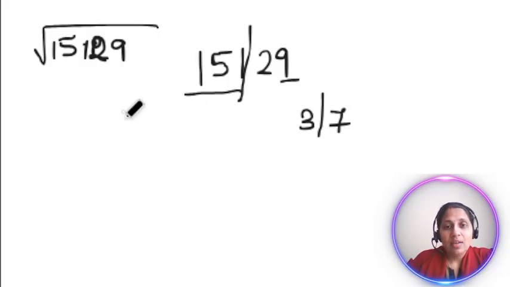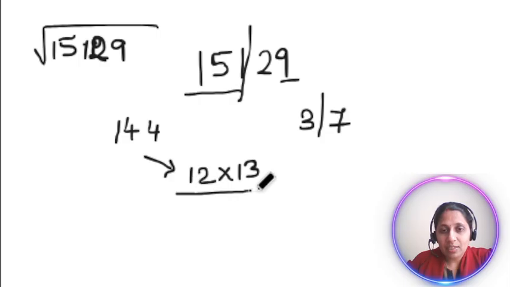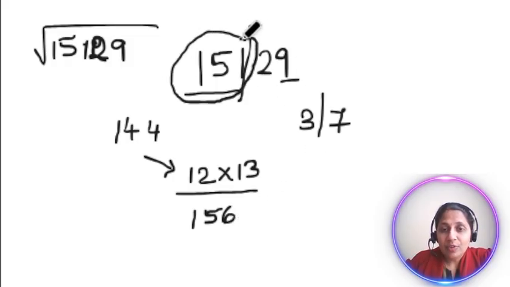151 is 144, which is the square of number 12. So it's either 123 or 127. Now let's take the next immediate digit, which is 13, and multiply it. You get the answer 156. Since our number 151 is less than this 156, we'll choose the smaller number.